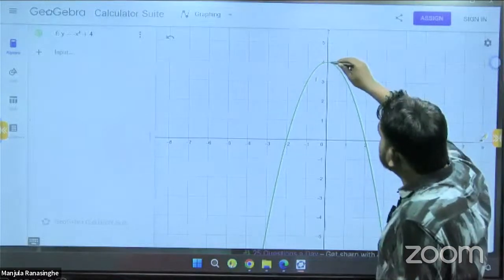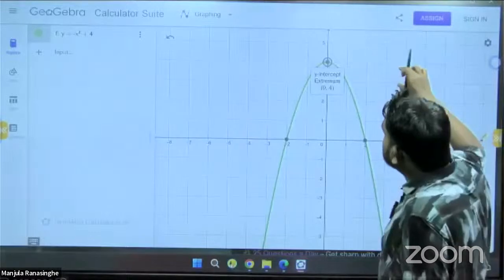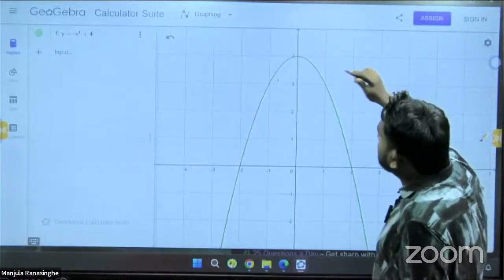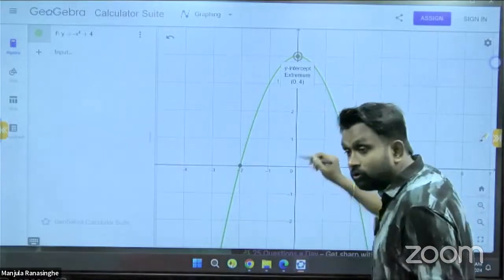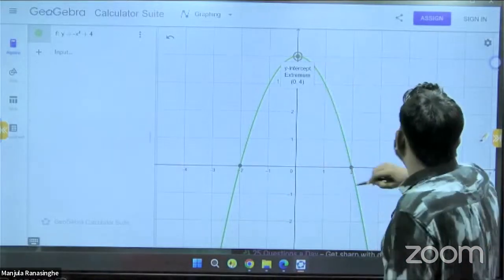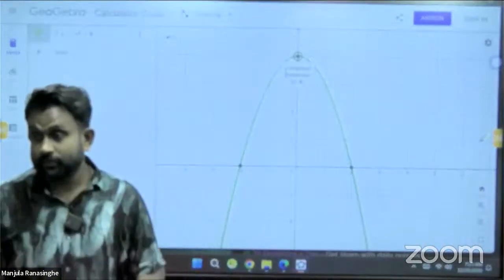So I will write for you. This is 0. This is the point. And you can see it says right here 0, 4. X coordinate is 0, Y coordinate is 4. You can write the first question's answer as 0, 4. I think it is visible.